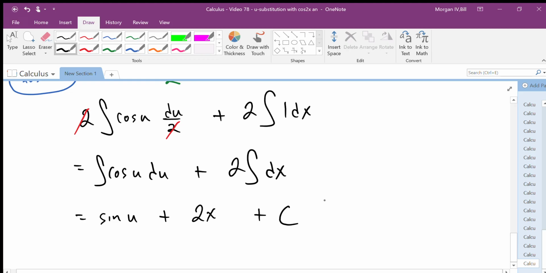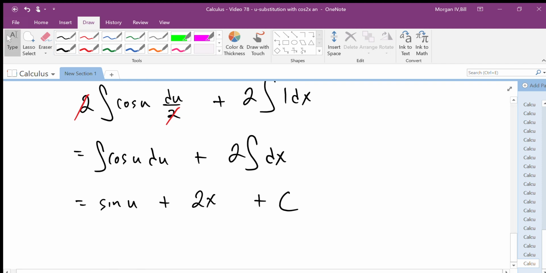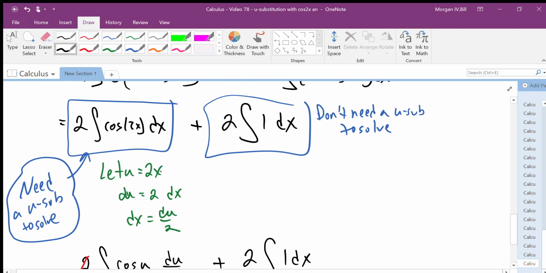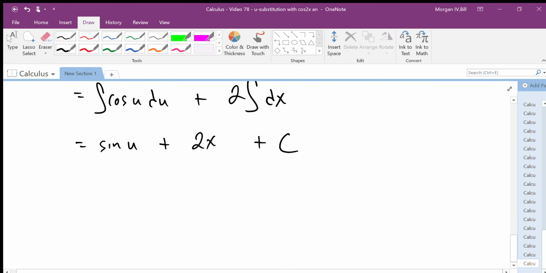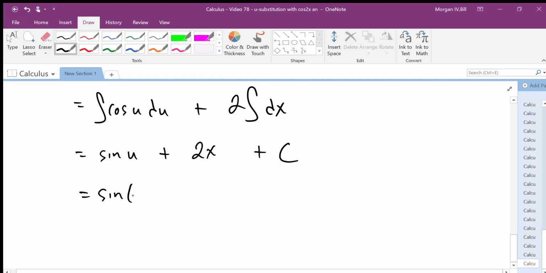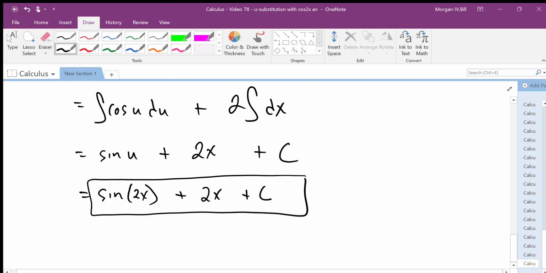And then I only need one constant, even though I have 2 separate integrals, because plus c at the end there. And then replace my u with 2x right there. And we end up with this: the sine of 2x plus 2x plus c. Remember that anytime you're doing an indefinite integral, you have to go back and substitute the u for what it was equal to in terms of x. You can't just change the bounds because there are no bounds. Okay, very good.